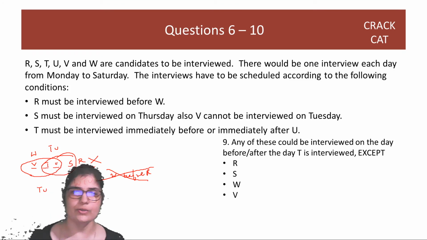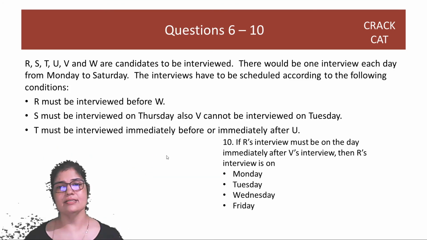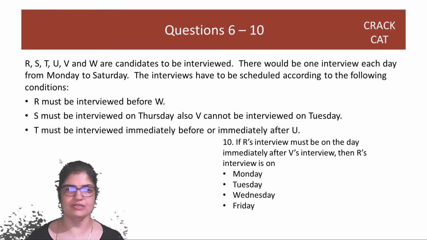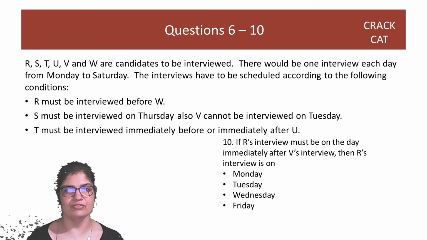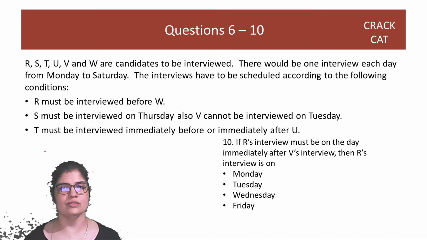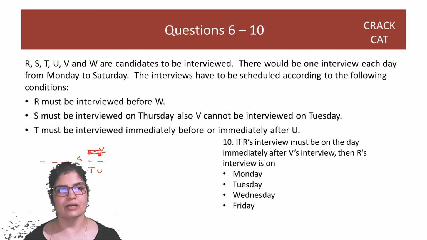Right? 10th question. If R's interview must be on the day immediately after V's interview, so R and V come together, then R's interview is on which day? Again, the constraint about R is that R cannot be in the last two if R is with someone. I can have R here with W afterwards, but if R and V are together, this is not happening because where will W go? So R will come in the first three with V. So T and U will come here and that means R, V, W all come together.